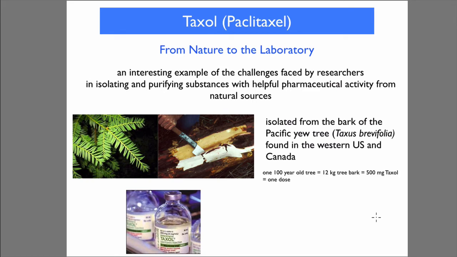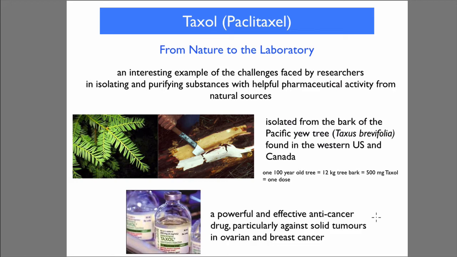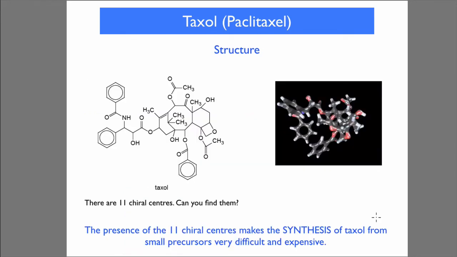One 100-year-old tree gives 12 kilograms of tree bark. Removing the tree bark would kill the tree, by the way. 12 kilograms of tree bark gives you 500 milligrams of Taxol, which is only one dose. So it's not the greatest way of getting Taxol. However, Taxol is a powerful and effective anti-cancer drug, particularly against solid tumours in ovarian and breast cancer. So it's a very important drug.